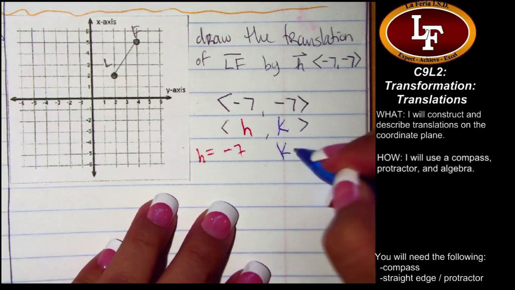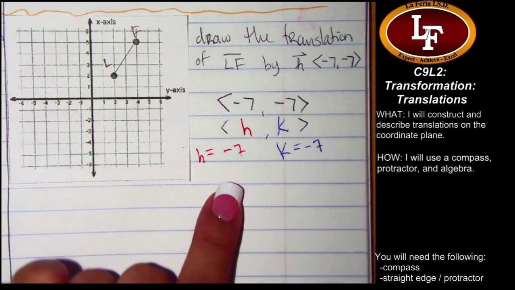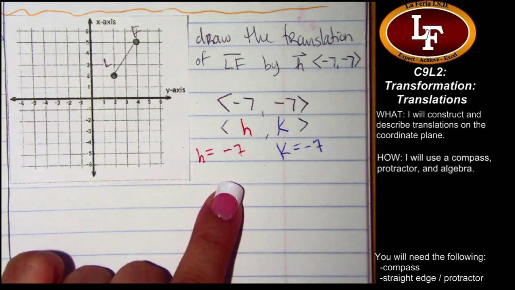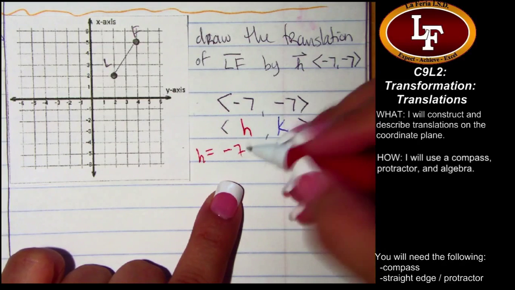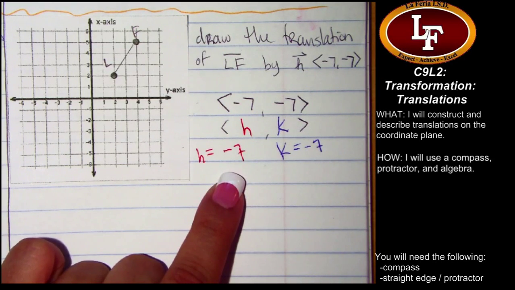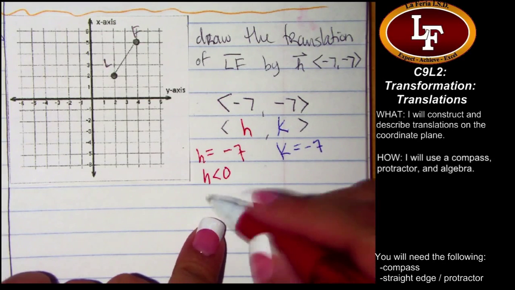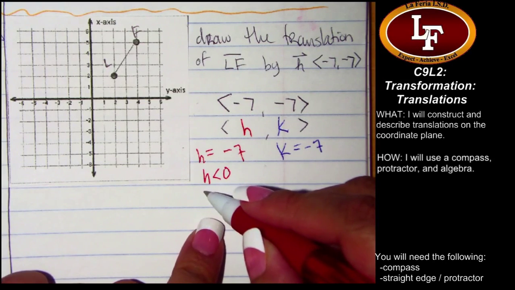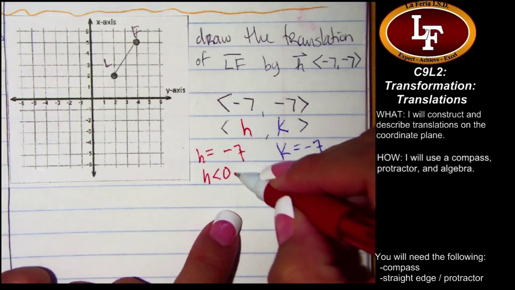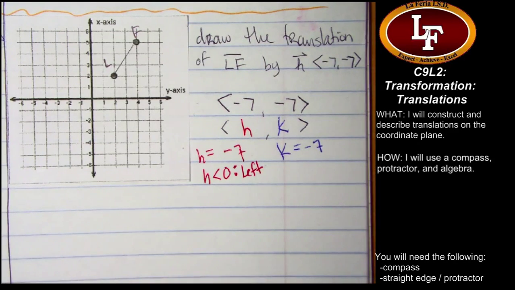-7. Thank you. Now, is the value of h greater than or less than 0? The value of h is negative 7. It's less than 0 because it is negative. So h is less than 0. When h is less than 0, what direction are we translating? To the left. When the value of h is negative, you translate to the left.